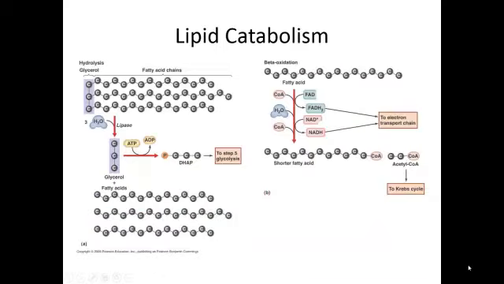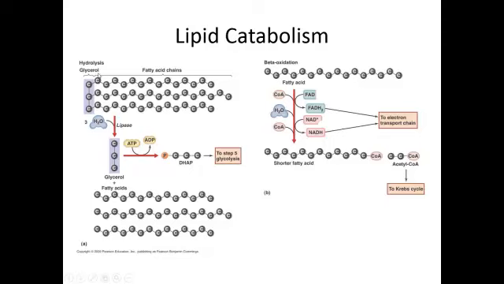Now, to this point, we've made it sound like the only thing that you can get energy out of are carbohydrates. But, as you know, we can get energy, or calories, out of lipids and proteins. So we're going to talk about how we do that and how microbes do that. So here is a triglyceride. So we've got 3 fatty acid chains. We've got them attached to glycerol.